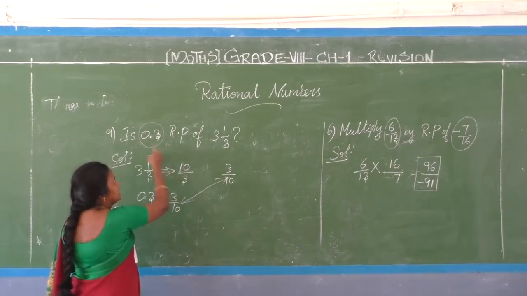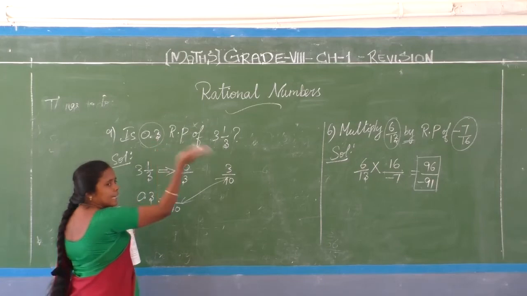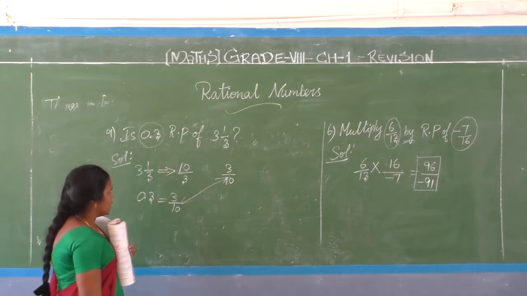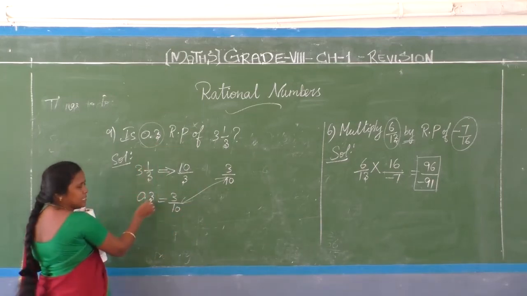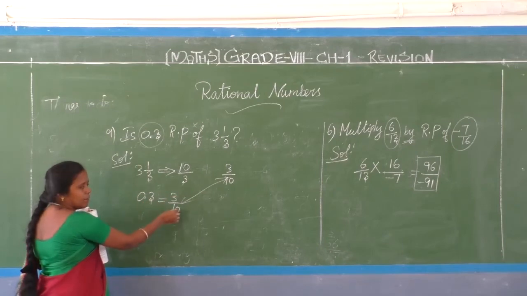10 by 3 is the reciprocal of 0.3. Why or why not? See, 0.3 is a decimal number that can be written in fraction form like this, 3 by 10.